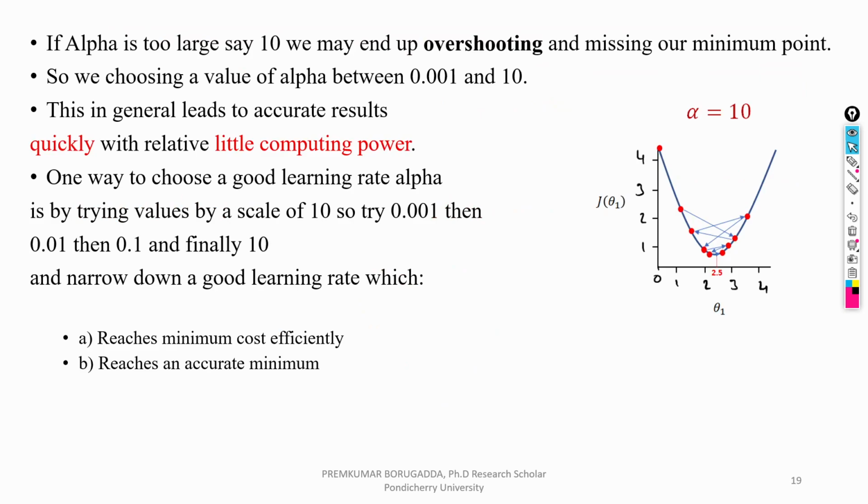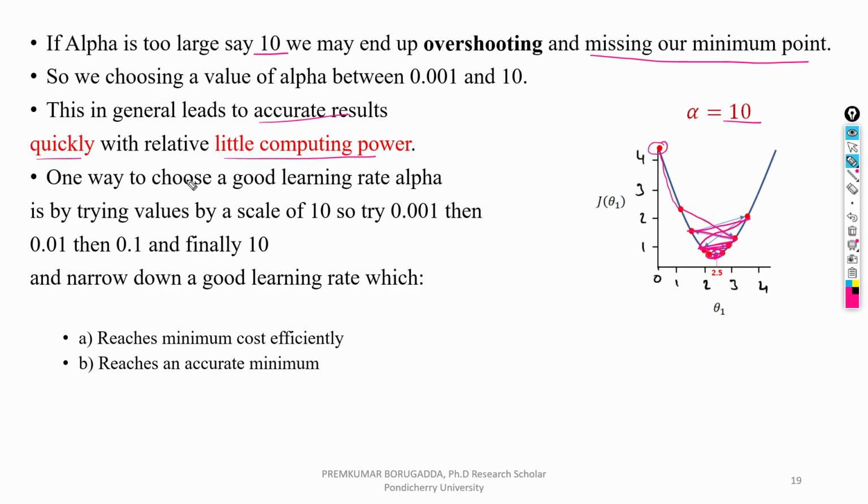If you take a large value like 10, it may miss the point. If you take 10, it misses our minimum point. If this is our global minimum, initially it will be here, then with alpha 10 it will come here, then here, here, here. It will keep taking time, but it will never reach the minimum. It may miss the global minimum. So in general, a suitable value leads to accurate results quickly with relatively little computing power.